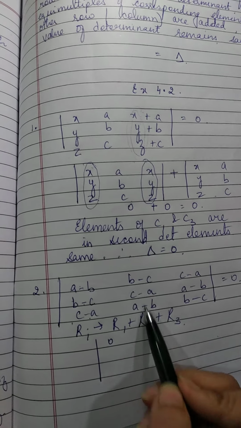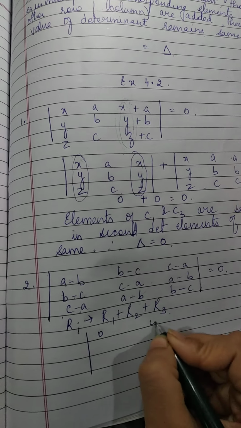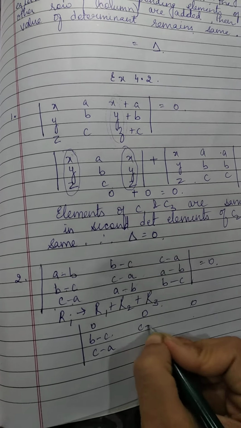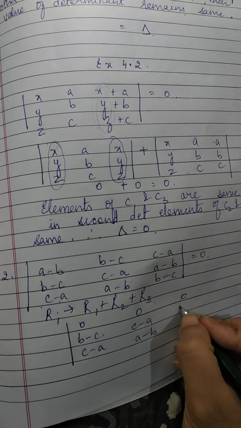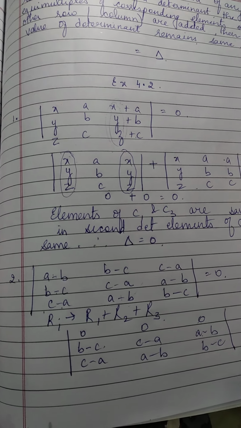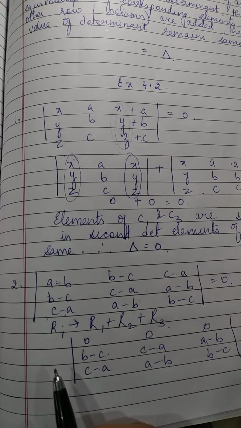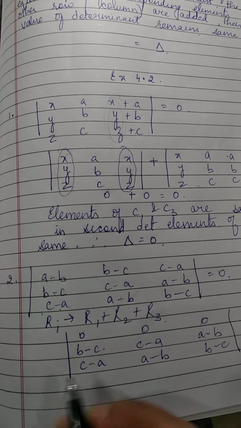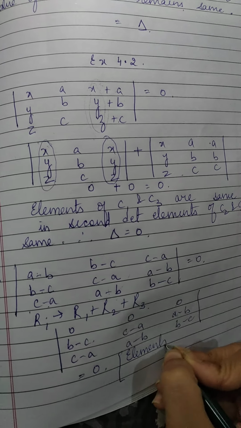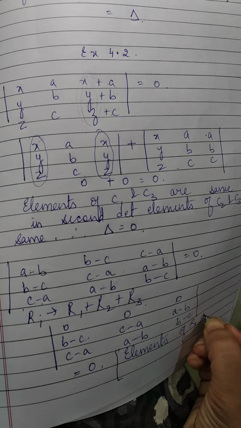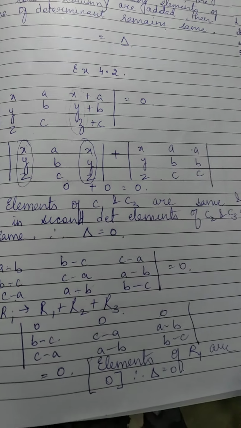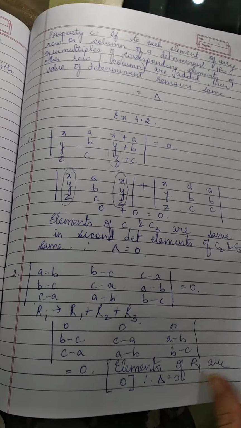Likewise, here also all these elements will get cancelled. So a 0 here, likewise 0 here. This is B minus C, this is C minus A, this is C minus A, this is A minus B, this is B minus C. Initially, when we were doing property 3, I told you if the elements of any row or any particular column are all 0, then the value of determinant is equal to 0. So elements of R1 are 0. Therefore, del is equal to 0. Determinant is equal to 0. Right? I hope it's clear.